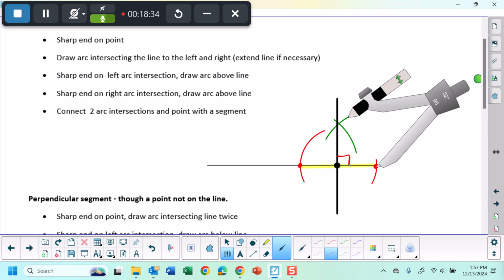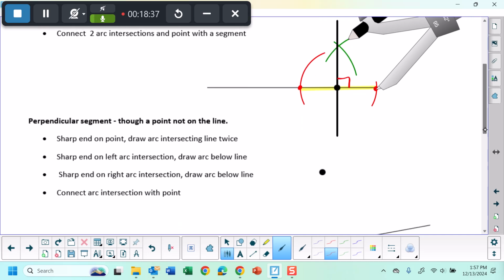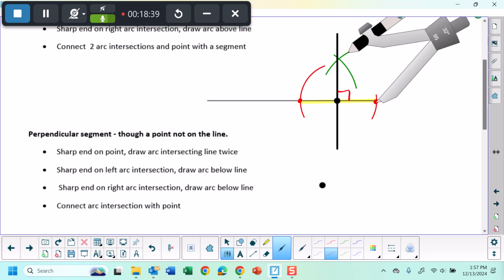So whether the point is on the line or off the line, my first step is always going to be to draw an arc intersecting the line twice, one on either side, because that sets up that segment that I'm going to bisect, even if what I want is not the midpoint, but the perpendicular line.